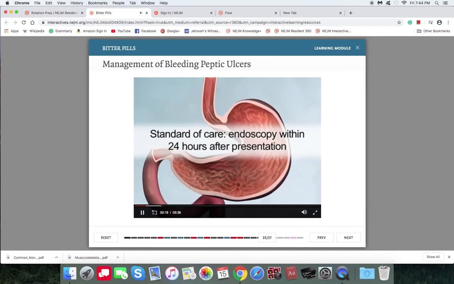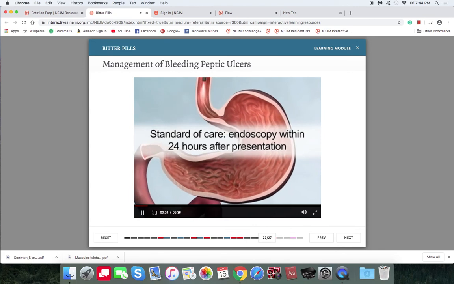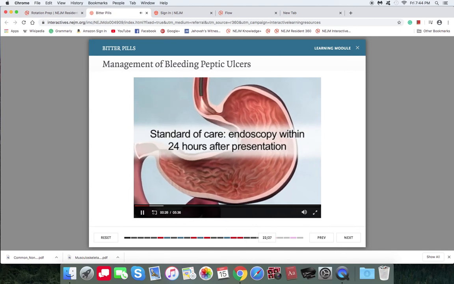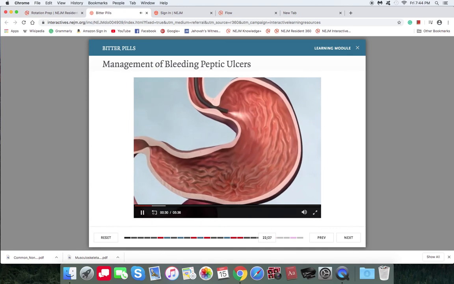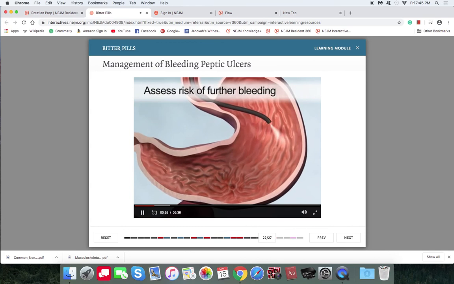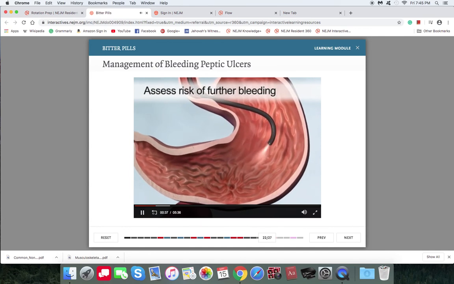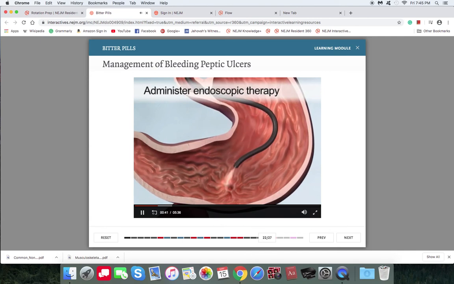Early endoscopy, performed within 24 hours after presentation of the patient, is the standard of care in patients with acute upper gastrointestinal bleeding. The goals of early endoscopy are to determine the cause of bleeding, to assess the risk of further bleeding according to the appearance of the bleeding lesion, and, if indicated, to administer endoscopic therapy.